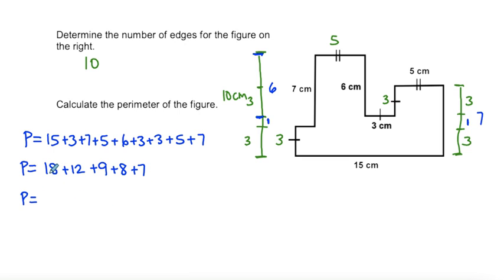Let's keep going. 18 plus 12 is 30. 9 plus 8 is 17 plus 7. 30 plus 17 is 47. And 47 plus 7 is 54. And my side lengths are measured in centimeters, so my perimeter is also in centimeters. So the perimeter of this figure is 54 centimeters.